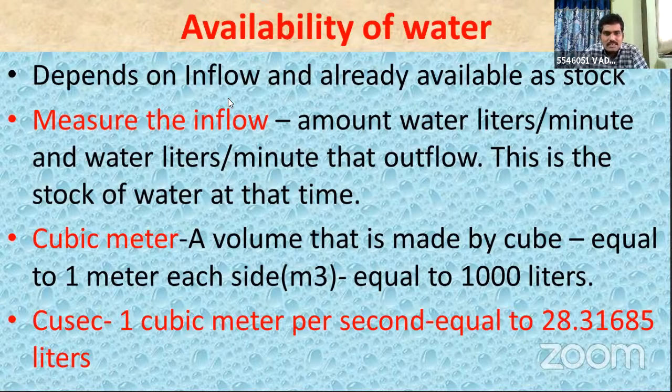So how can we calculate the inflow and outflow of water? For example, if you take a village, calculate the inflow of water in liters per minute: how many liters are coming into our village per minute, and how many liters are going outward from our village per minute. If we calculate this, we can understand the stock of water at that particular time, how much water is available in that area. For example, we have many large dams, Nagarjuna Sagar Dam, Srisailam Dam, Priyadarshini Jurala Dam. There are many large dams and reservoirs in our state.